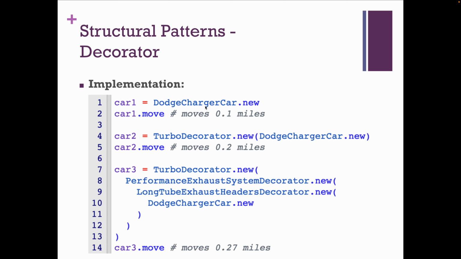So here's an example. If I have the car alone and I move it once, it's going to give me 0.1 miles. If I turbocharge it, it's going to move 0.2 miles. And if I add all of those together, see, I added all of the decorators together. That's the nice thing about decorators. You can add as many of them as you want. And now it moved 0.27 miles. Those things added even more acceleration to the car. So that's what that is. It's a very flexible pattern.